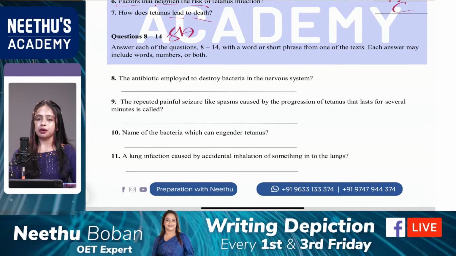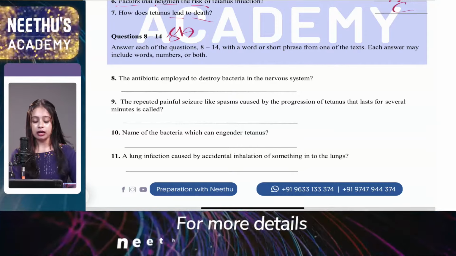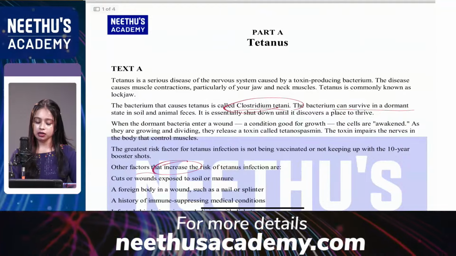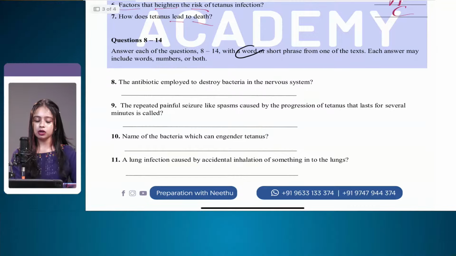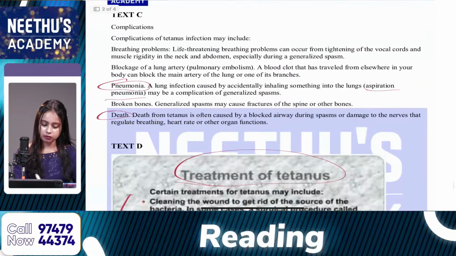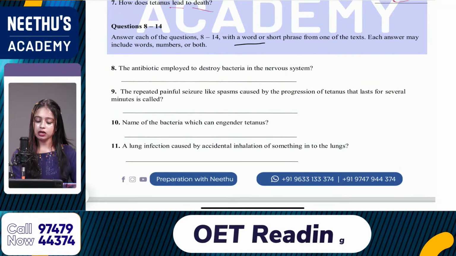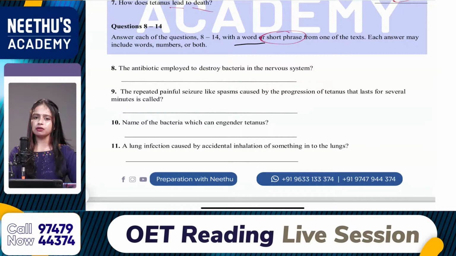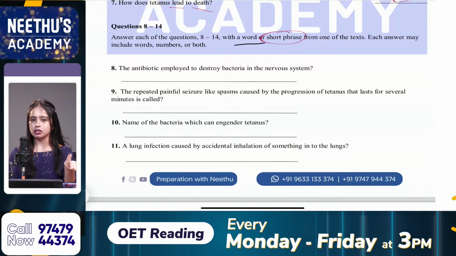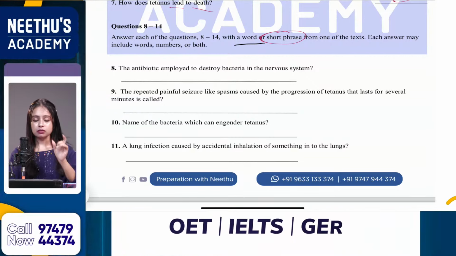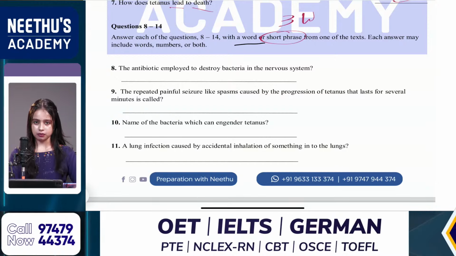Okay, so what about the first one? What are the keywords? Before that, let me remind you once again, an important thing: you can answer in a word or a short phrase. So what do you mean by short phrase? A phrase means a combination of words. It can be 5, 6 or 7 words, whatever. But here, short phrase means maximum 3, not more than that.